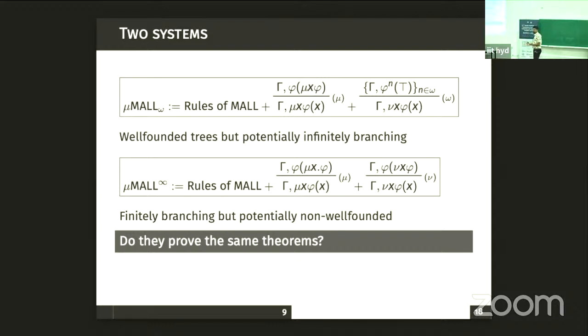So our question was proof-theoretic: do they prove the same theorems? And surprisingly to us, we realized that they don't. We saw that the set of theorems proved by non-well-founded proofs is strictly smaller than the set of theorems proved by omega rules.